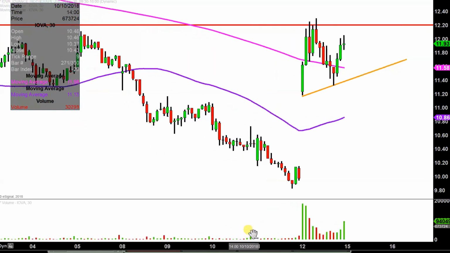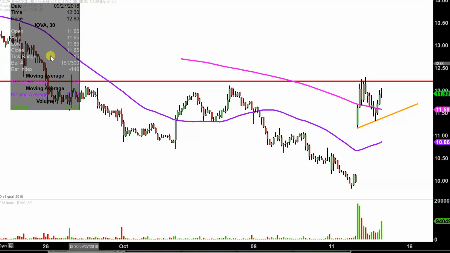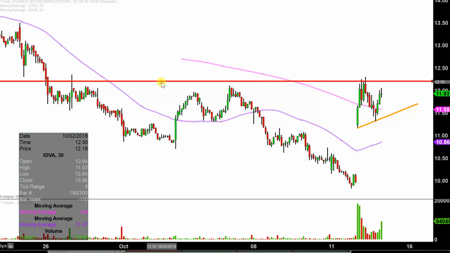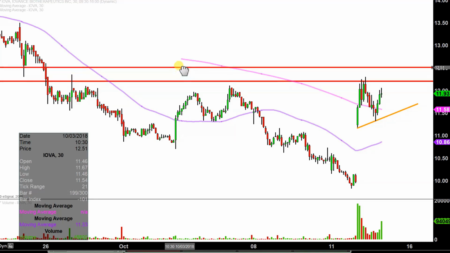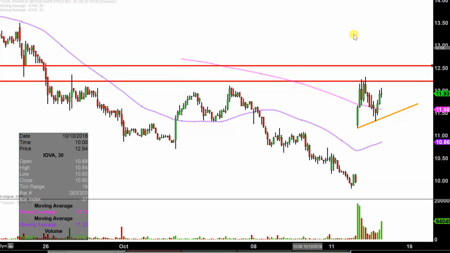at $12.20. If the price can push up through $12.20, the next key level of resistance to watch is right up around, what is that? About $12.50. So all in all, though, any way you look at it, very nice move today. Now it's just a question of can the bulls start to build upon this momentum next week?